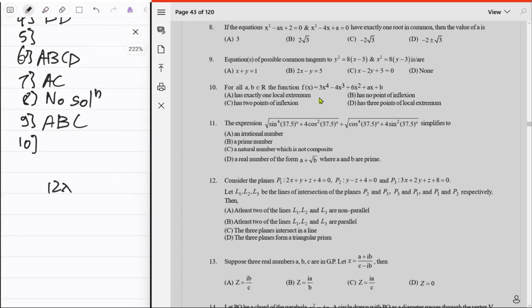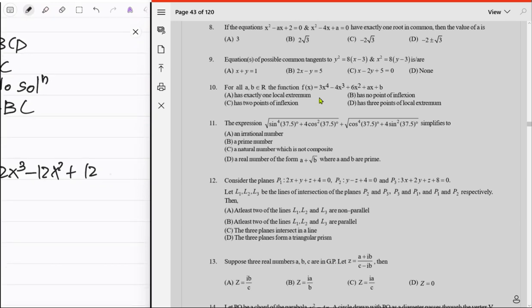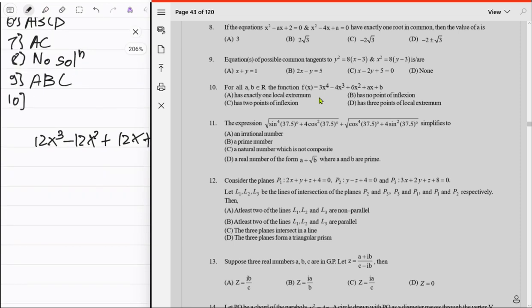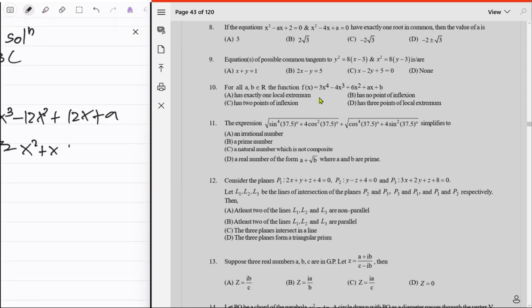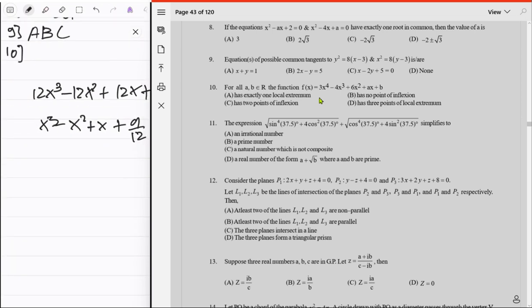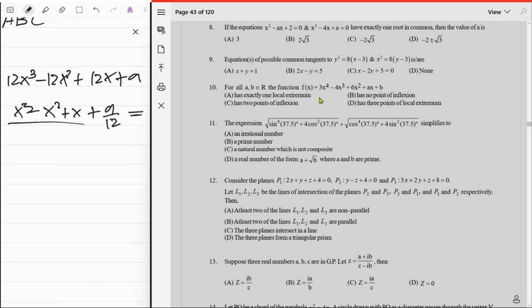Just 12x power 3 minus 12x square plus 12x plus a. Okay, 12x plus a, so divide, what you get is like x cube minus x square plus x plus a upon 12, right? Okay, we need this to be zero for extremum. But then think about this function for a second. If I add plus 1 here, then it just becomes like x power 4 minus 1 upon x minus 1, right? That won't actually help. So something else. So for all a, b belonging to real, this thing has exactly one local extremum.